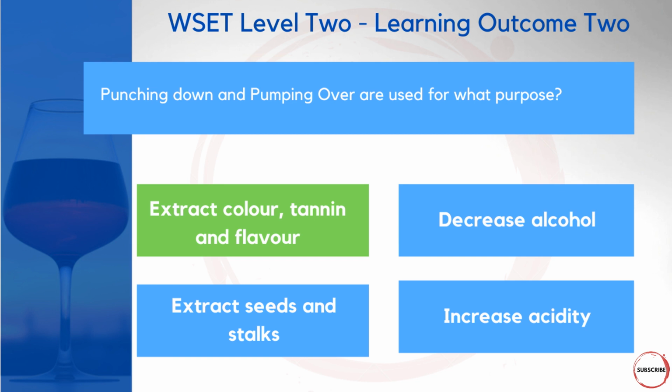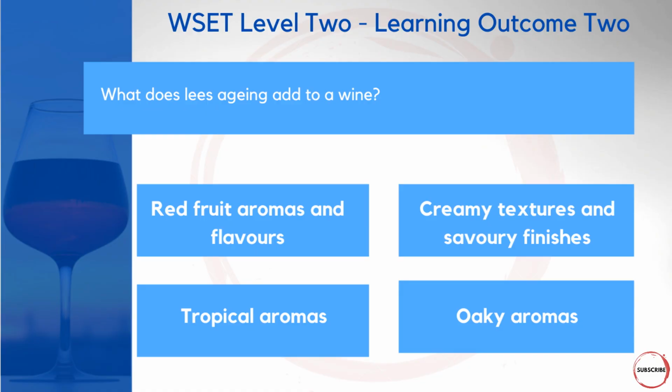And finally, one further question here to give you an idea about what you might get asked. So what does lees aging add to a wine? Does it add red fruit aromas and flavours? Does it add creamy textures and savoury finishes? Does it add tropical aromas or does it add oaky aromas?